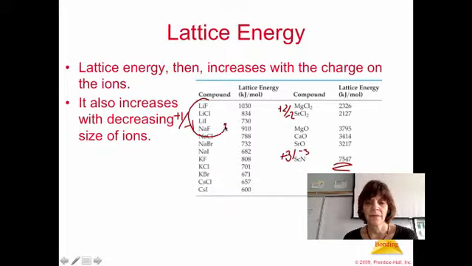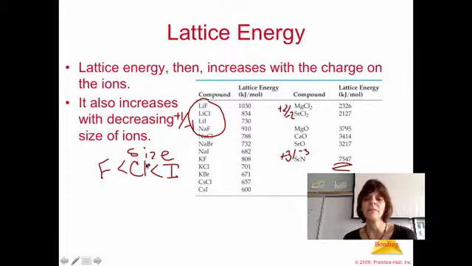In this case, look at lithium bonded with different anions: fluoride, chloride, and iodide. The lattice energy goes down. Fluorine, chlorine, and iodine are all attached here to lithium. Fluorine is the smallest, then chlorine, and then iodine. So that tells us that as size goes up, the atoms get bigger, the ions get bigger, and the lattice energy goes down.